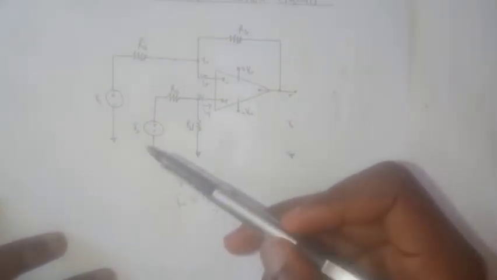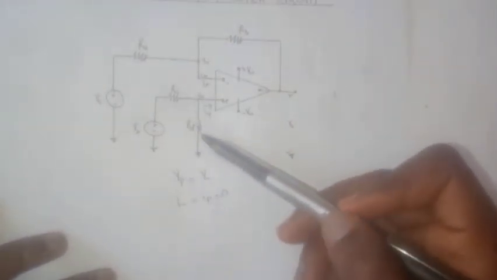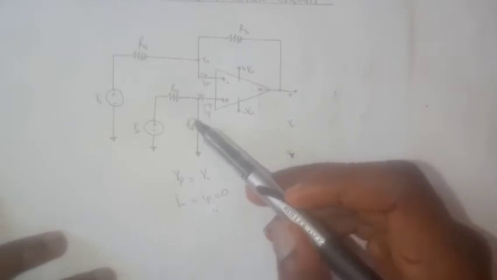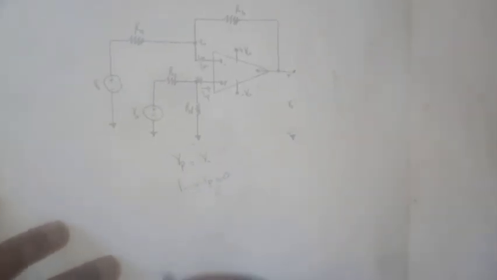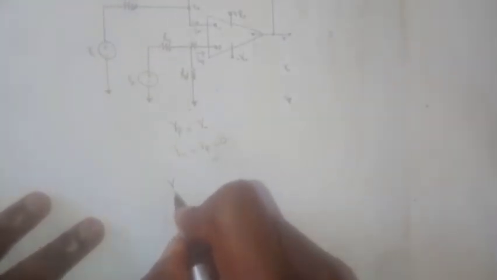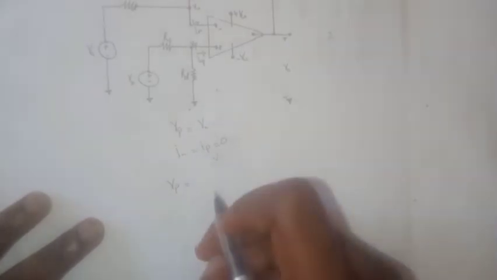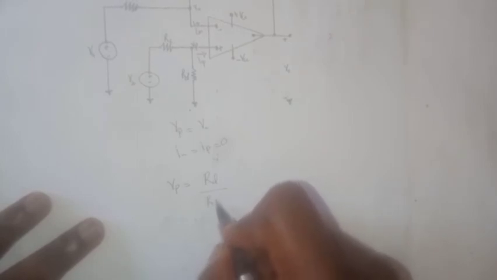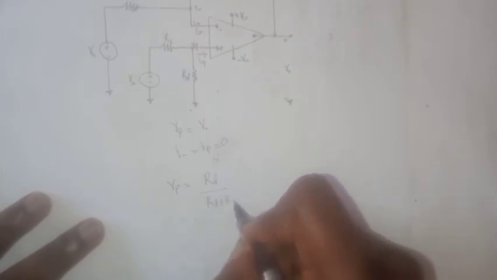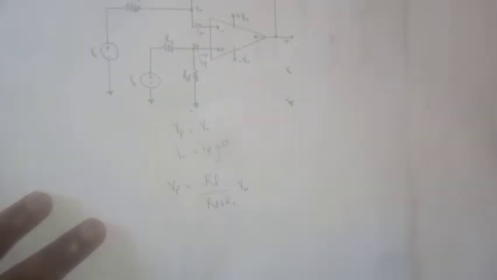So what is the value of Vp here? If you look closely, you realize that this is a voltage divider circuit. So the voltage Vp is the voltage across the RD resistor, and that is going to be Vp equals RD over RD plus RC multiplied by VB.